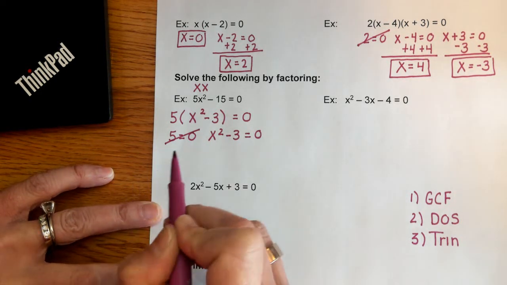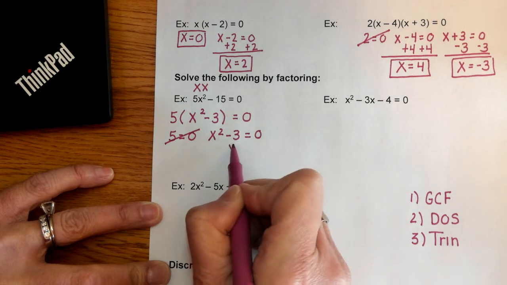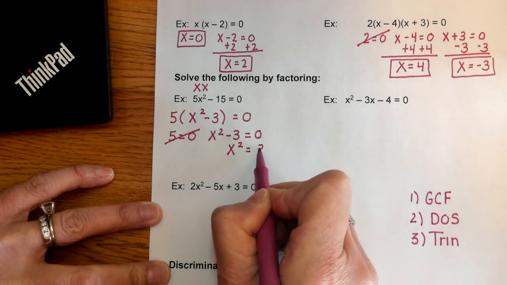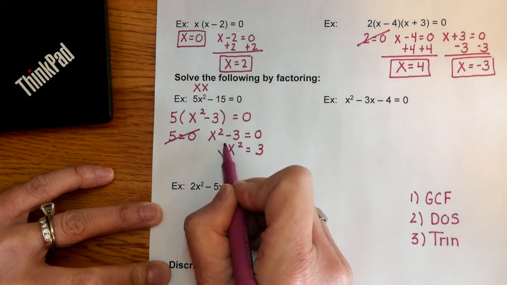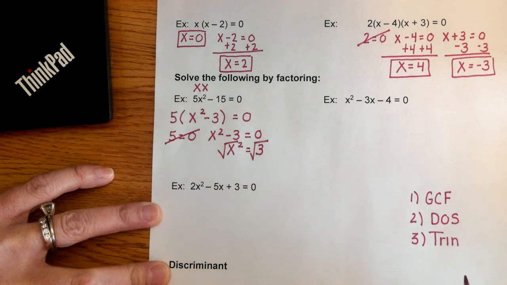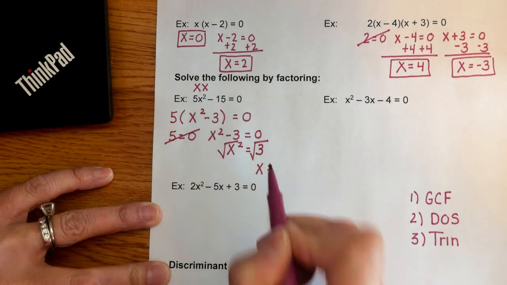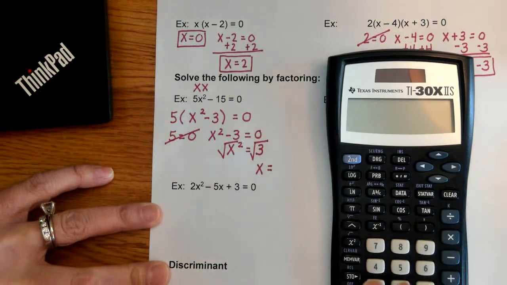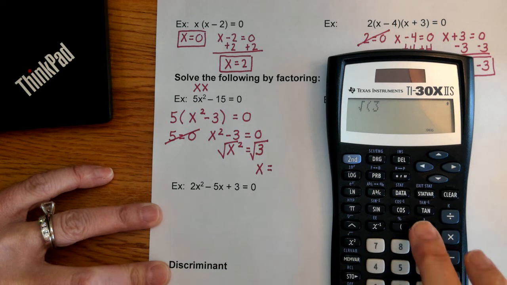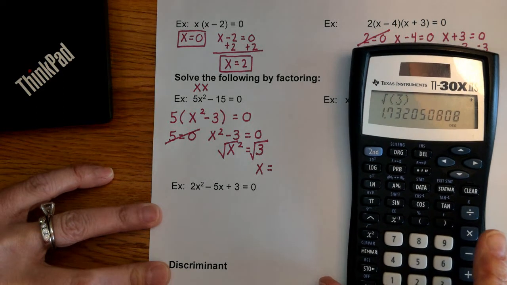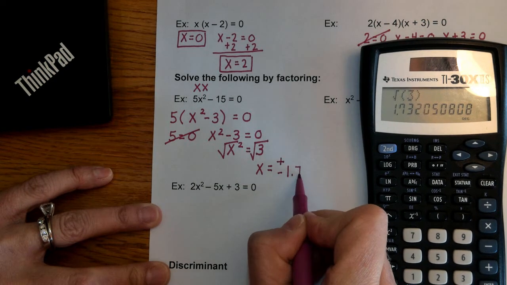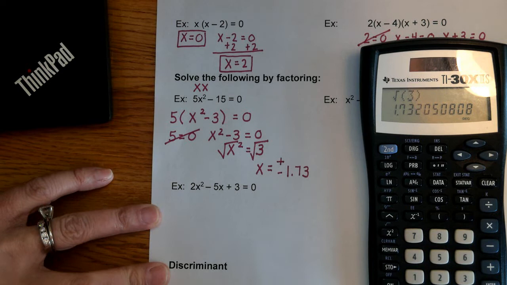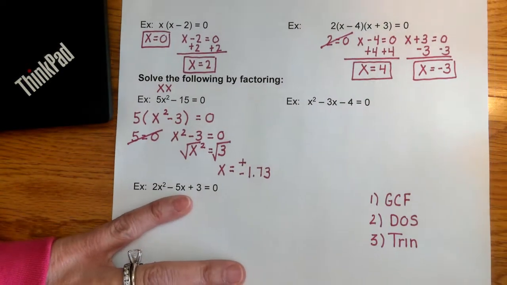5 equals 0 does not make sense. I'm going to add 3 to both sides. So that's x squared equals 3. Now remember, to undo a square, you take the square root of both sides. X is going to equal, now if I take the square root of 3, it's always my second key, and I get 1.73. But remember, when you take a square root, you need a positive and a negative answer. Let's go to the next one.